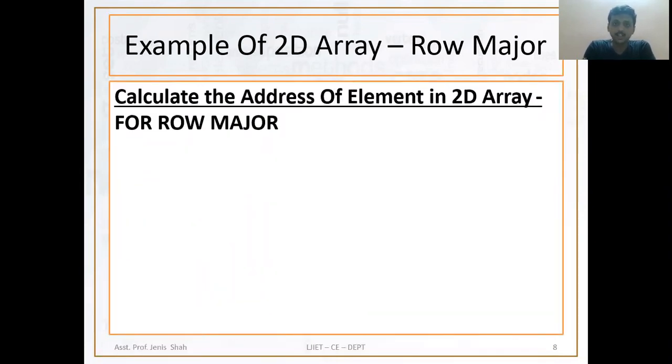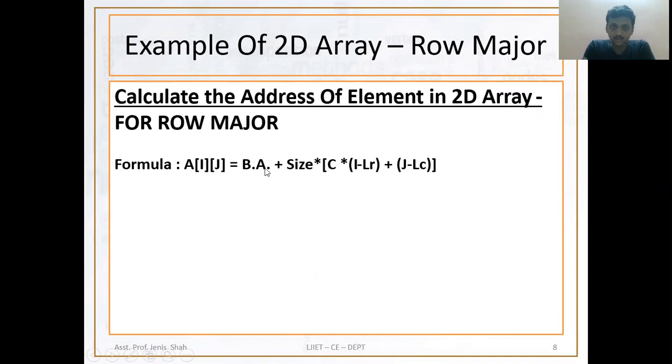Calculate the address of an element in a 2D array for row major. The formula is A[i][j], and this formula is only for row major. A[i][j] is equal to base address plus size multiplied by C star (I minus LR) plus (J minus LC).